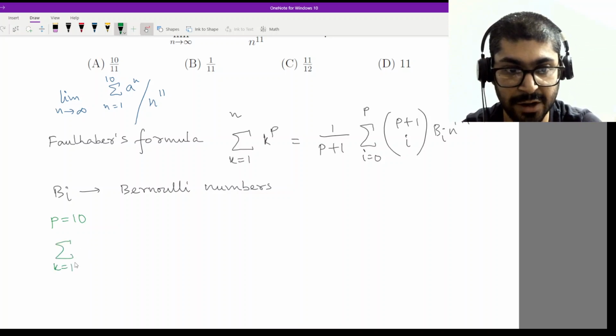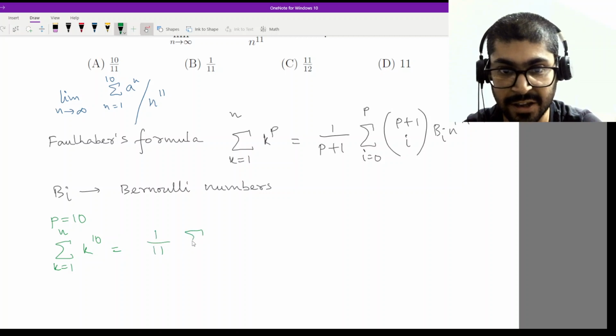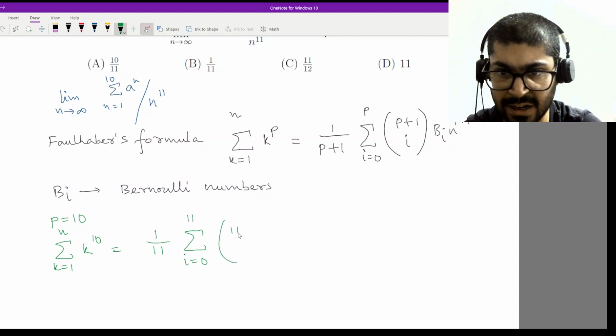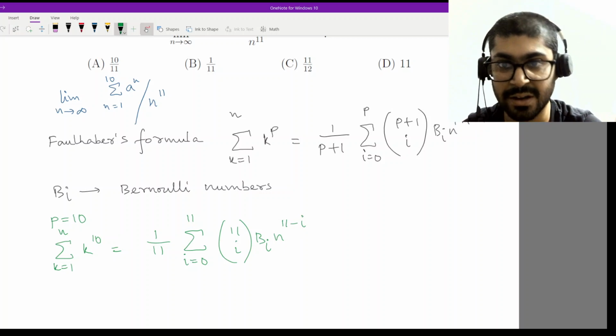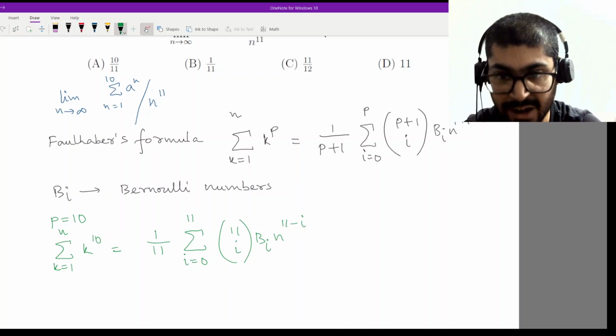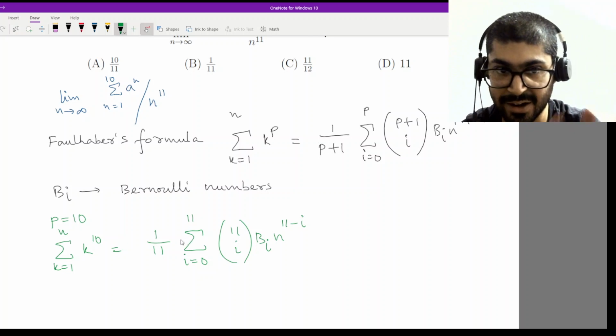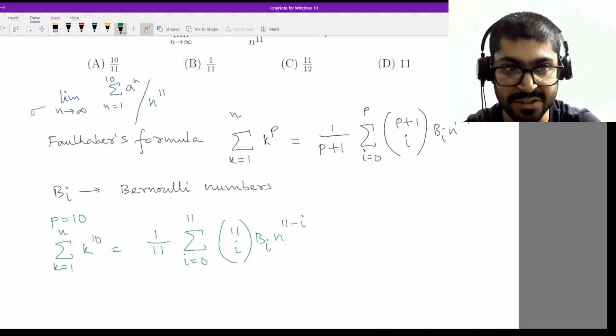k equal to 1 to n, because this goes up till infinity, right? I have k to the power 10. This will become 1 by 11 sigma i from 0 to 11. I have 11 choose i, b i, n to the power 11 minus i. See if you could follow the process of substituting the formula. Alright, now this is our numerator, right? I have written our numerator in terms of this new formula.